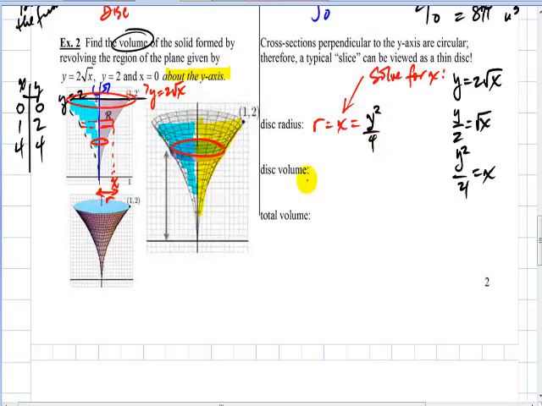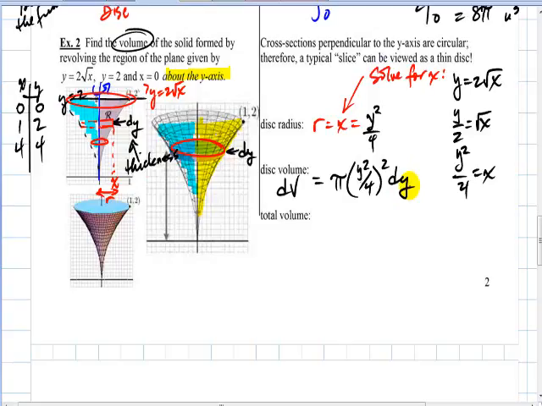After this, you can find your disk volume, dV. So the disk volume in this case would be pi times radius squared, or y squared divided by 4 squared, times your thickness. But your thickness this time, well, it's a difference of y values now, so we're going to call that dy. And that's your thickness, dy. When you have horizontal disks, the thickness is dy, and you're going to have to write the integral with respect to y to find your total volume.